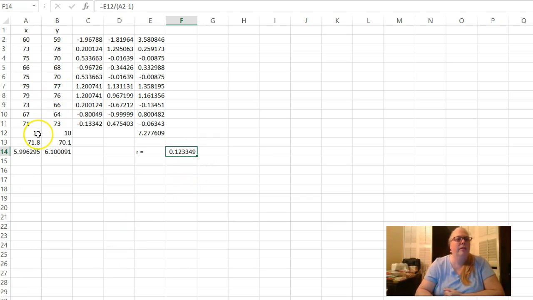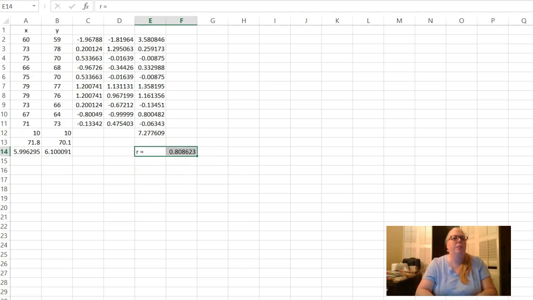Okay, let me try that again, because I'm supposed to be using this cell here, A12, not this cell up here, A2. So let's try that again. We're supposed to be using A12. There we go. Okay, and here it is.